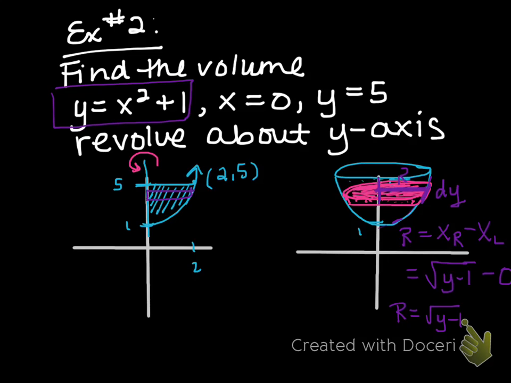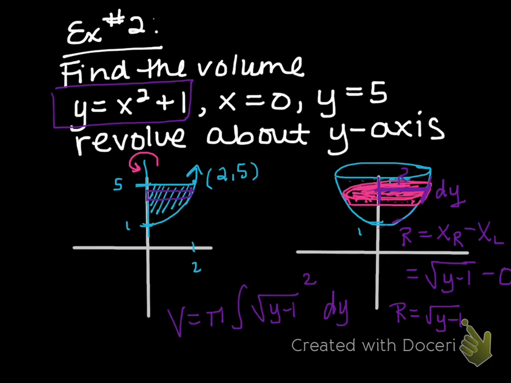Alright, so now going ahead to set up our integral for volume. Remember, volume is equal to pi r squared times height for a cylinder, and we're going to accumulate all of those. So pi is a constant, we pull that out to the front, times the sum of our radius squared. So we have the square root of y minus 1, and we're going to square that for radius squared, times the height of each cylinder, or the thickness of each cross-section, which this time is measured in terms of y, so that's times dy.